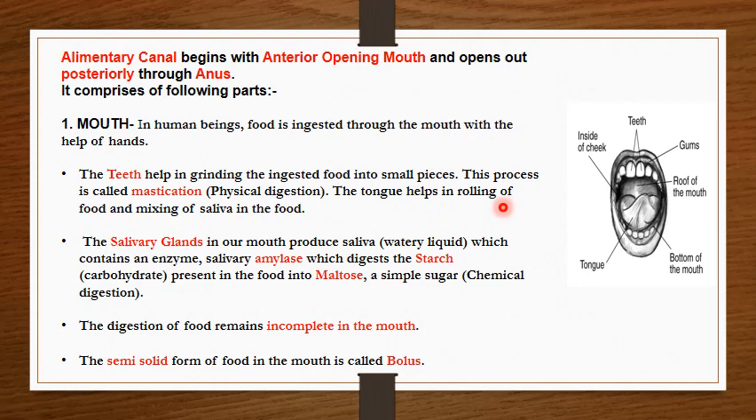The tongue helps in rolling of food and mixing of saliva in the food. The salivary glands in our mouth produce saliva, which is a watery liquid which contains an enzyme salivary amylase which digests the starch or carbohydrate present in the food into maltose, a simple sugar. This is called chemical digestion. The digestion of food remains incomplete in the mouth. The semi-solid form of food in the mouth is called bolus.